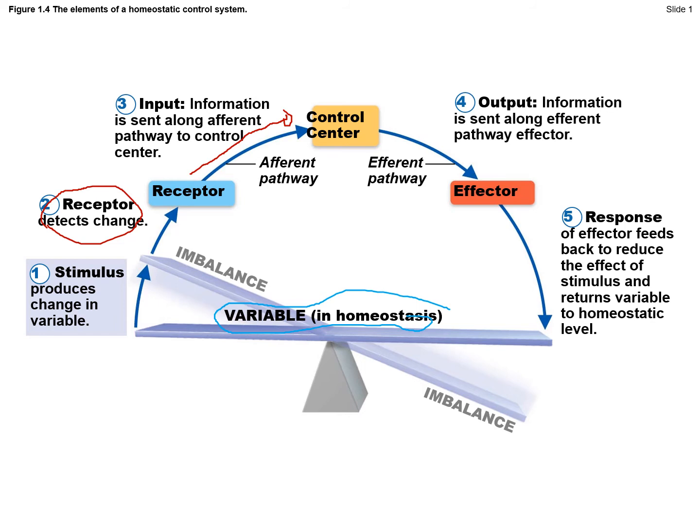So the receptor sends a signal to the brain or the control center, and then the brain or the control center will send a signal to the effector, right? And this is going to be sort of an output, right? So input is always going to be afferent, and output is always going to be efferent.